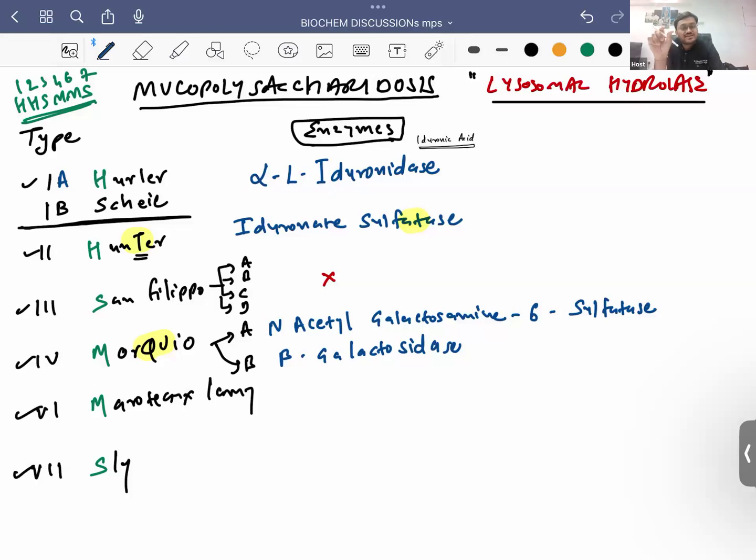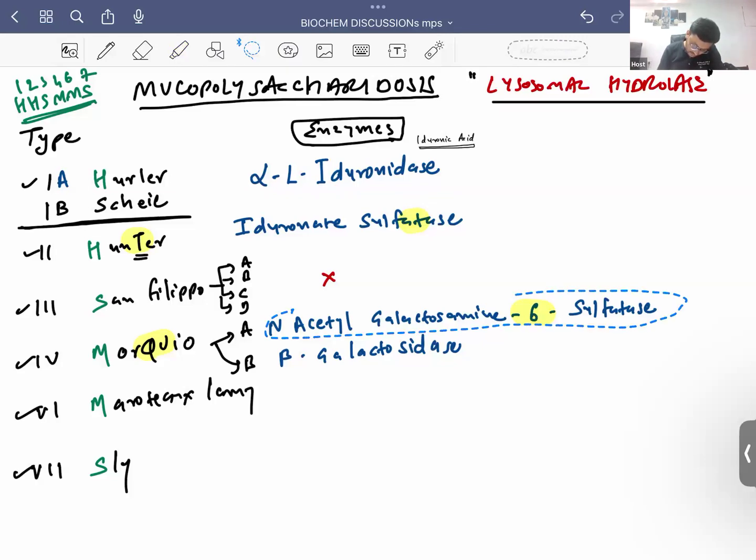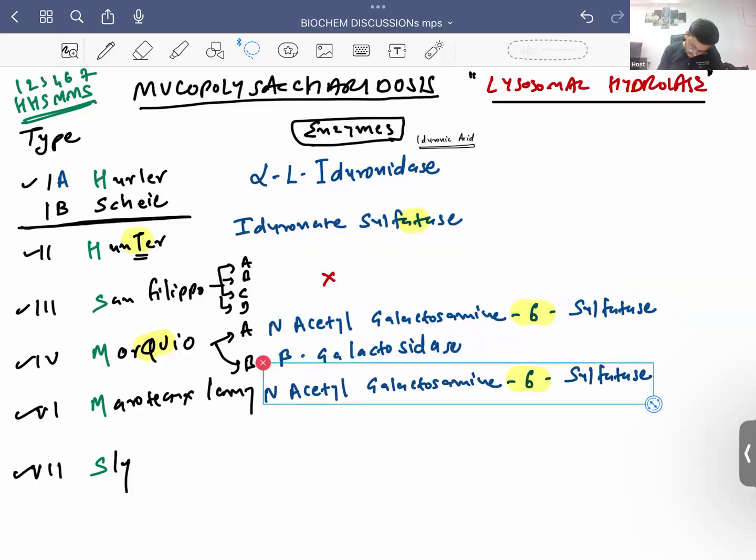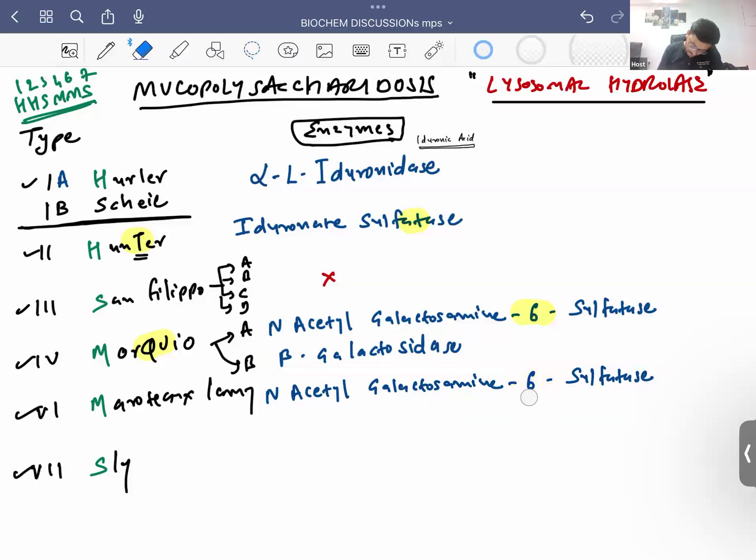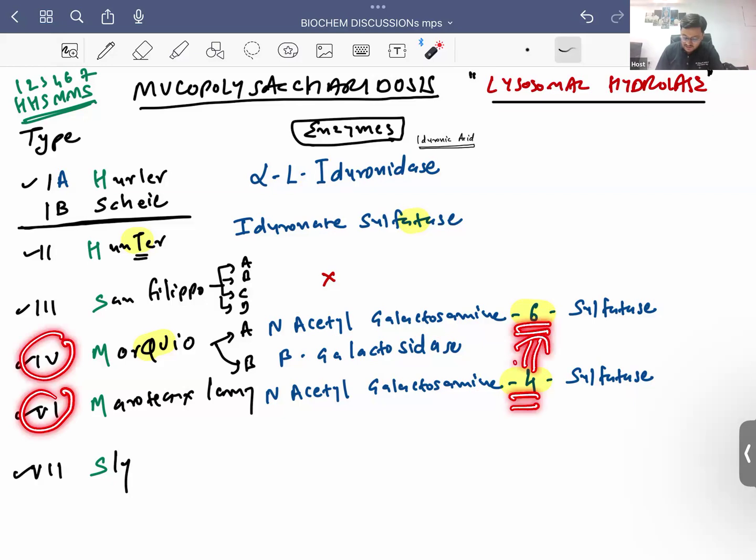So this N-acetyl galactosamine 6 sulfatase we just saw is for type 4. If you see type 6, it is the same N-acetyl galactosamine, but instead of 6 sulfatase, it is 4 sulfatase. So when we are talking about type 4, it is 6 sulfatase, and when we're talking about type 6, it is 4 sulfatase. So that reverse is there. If in the exam you are asked about N-acetyl galactosamine 6 sulfatase or 4 sulfatase, you'll be able to remember 6 sulfatase is for type 4 and 4 sulfatase is for type 6. Got it, students?